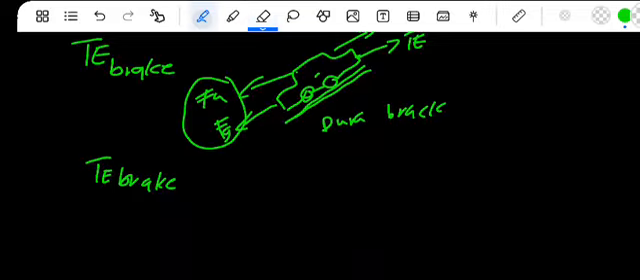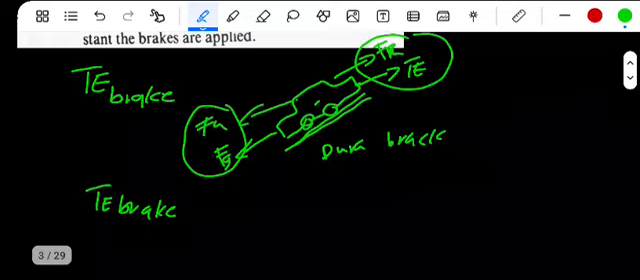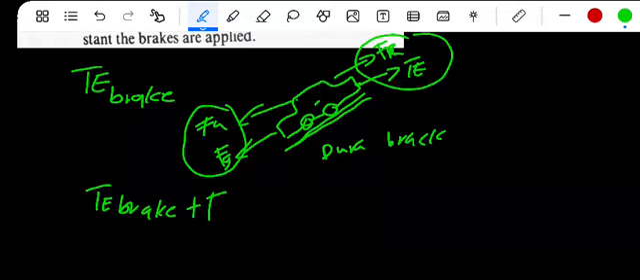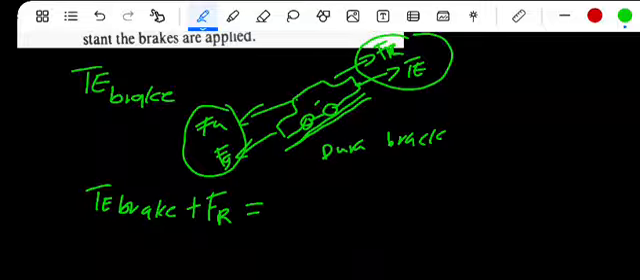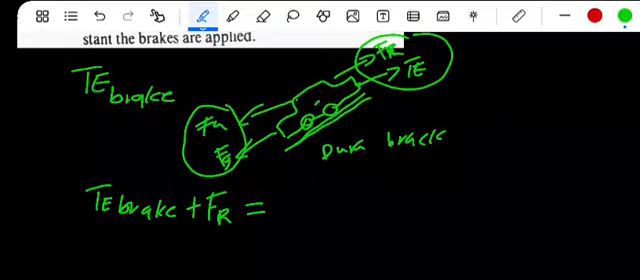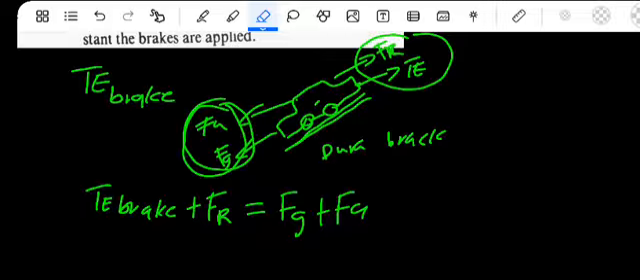Let me not say equal. Since we see that it will be plus what here, you can see it's pointing in the same direction, plus FR, plus rolling resistance. I know it's fun. Plus this, they're pointing in the same direction. FG plus FA will be equal to this. I know it's fun, but this is what you're supposed to know.